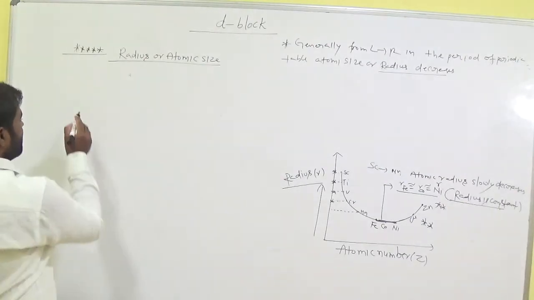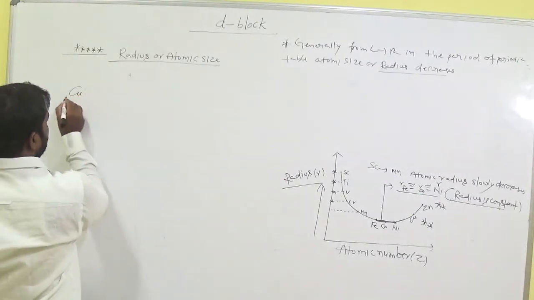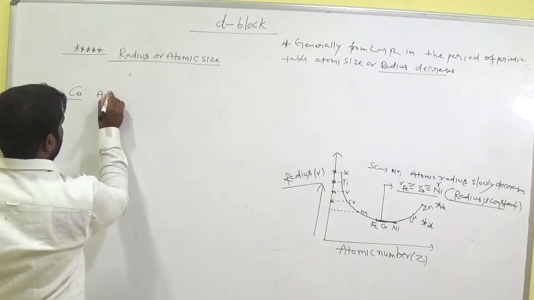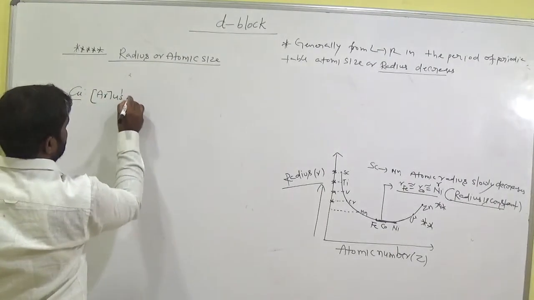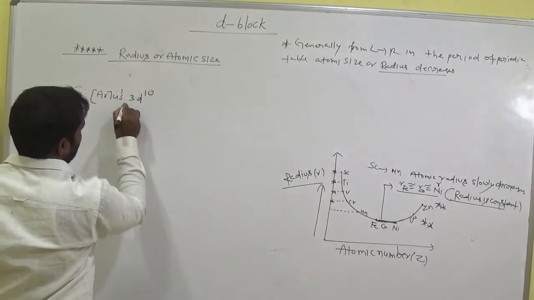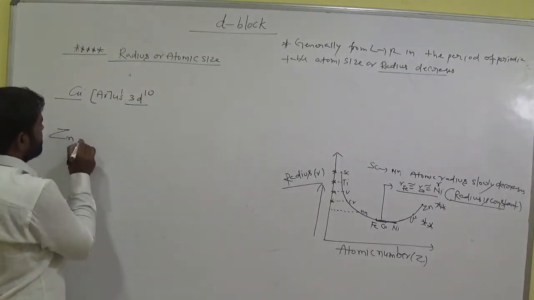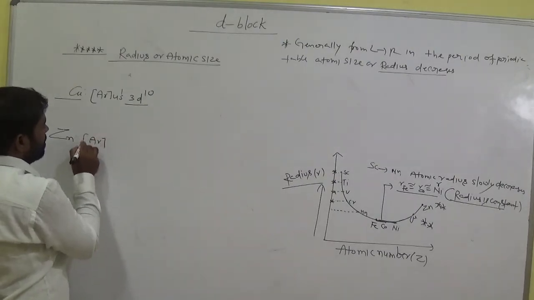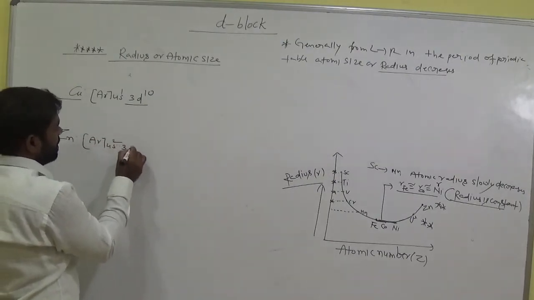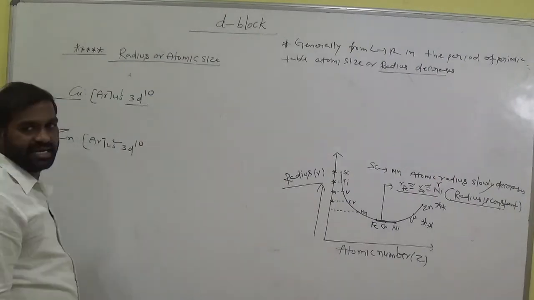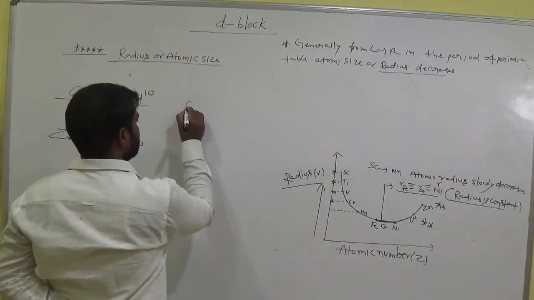So let's see. What is the electronic configuration of copper? That is clearly argon 4s1 3d10. Am I right? 3d10. So what about zinc? Zinc is argon 4s2 3d10. Let's see. This is the nucleus.